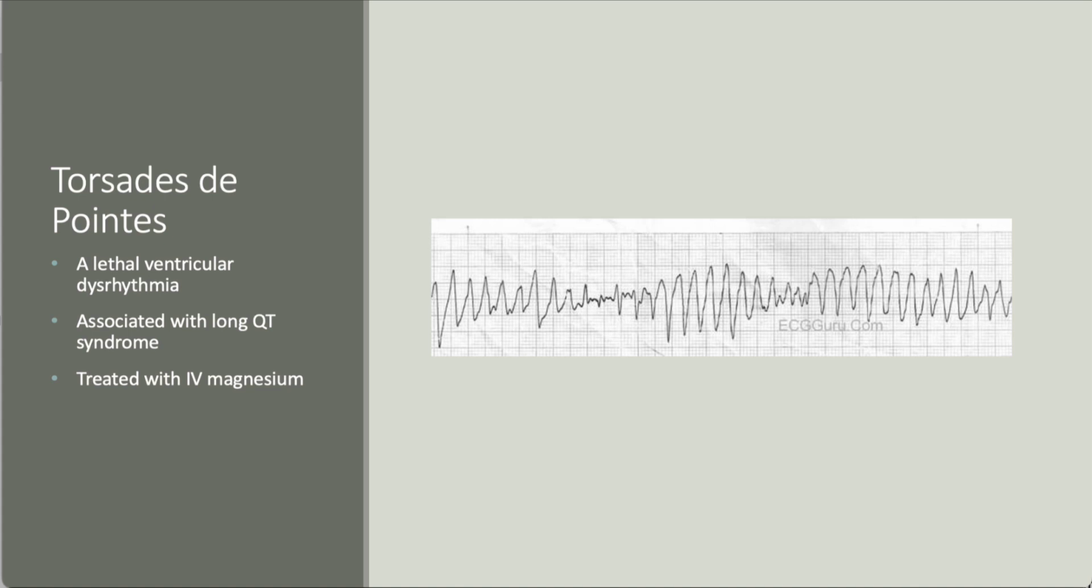It's associated with a long interval from the Q wave to the end of the T wave. We call that the QT interval. And it's often seen with certain antiarrhythmics that we're going to learn about today. The treatment is IV magnesium, and it makes it go away. And of course, taking away anything that prolongs the QT interval, like amiodarone, the drug that we're going to talk about shortly.